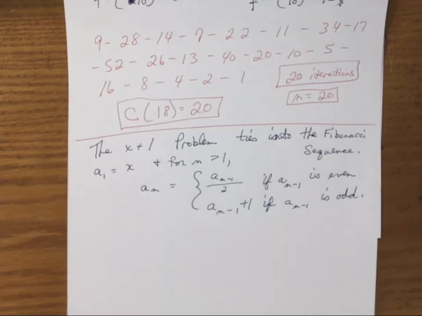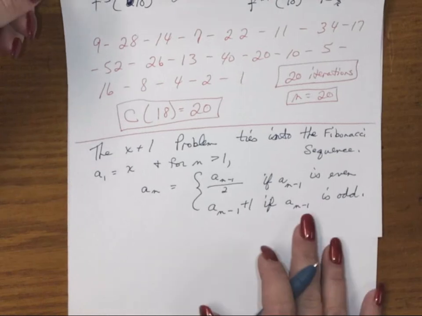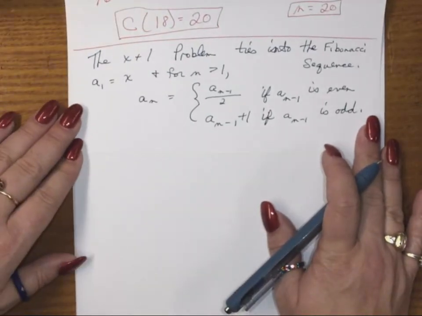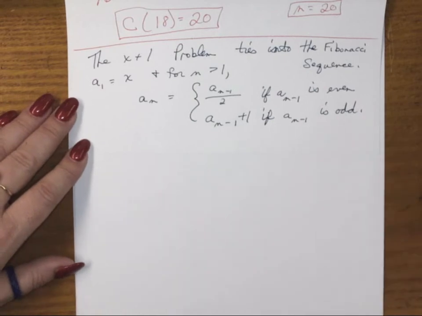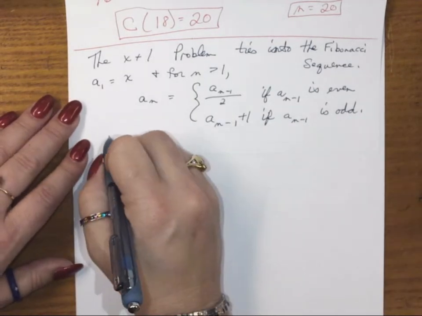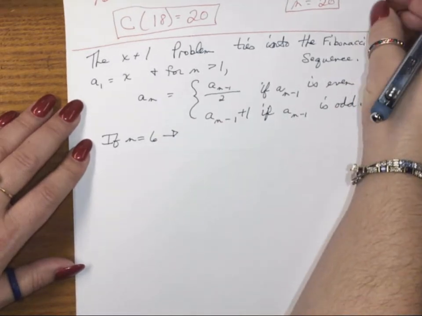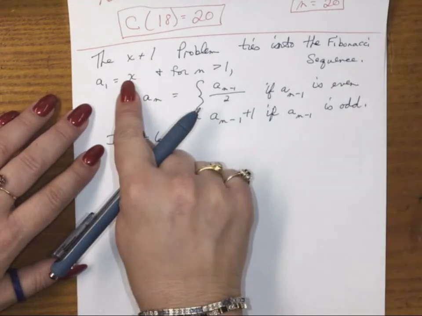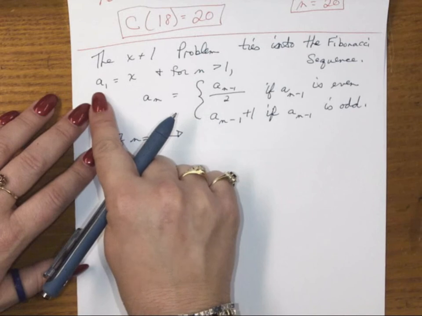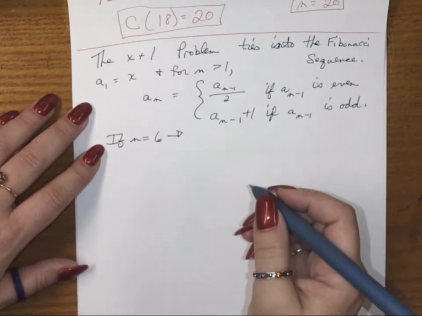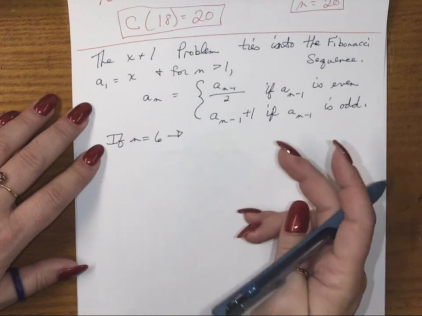Okay. And so what ends up happening is you get a very similar thing where everything converges down to 1. So for instance, if you used n equals 6, then your a sub 1, it says here, your a sub 1 is always whatever your x is. Oops. Did I say n?